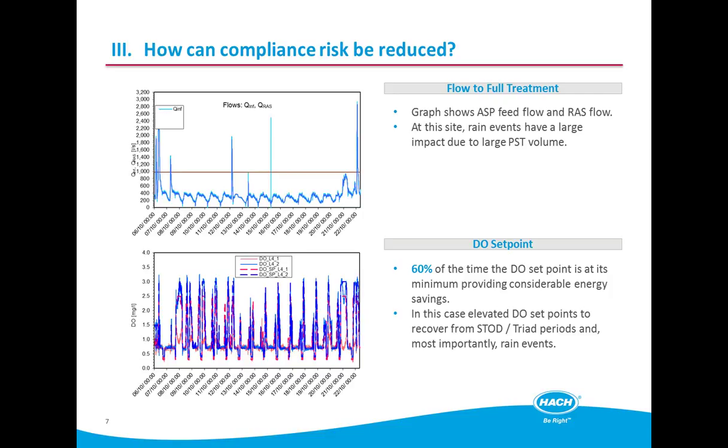The short periods of elevated DO set points are to recover the design treatment step down associated with a triad period. Importantly, the minimum DO set points are delivered for approximately 60% of the time. This is not uncommon. You can see on the 21st of October, which is just to the very right of the graph at the bottom, that there was an extended rain event, and this caused the set points to deliver a maximum air for a number of hours to accommodate that load rate increase.